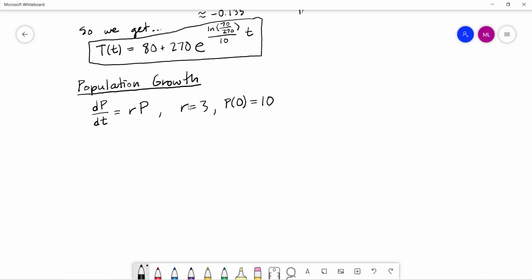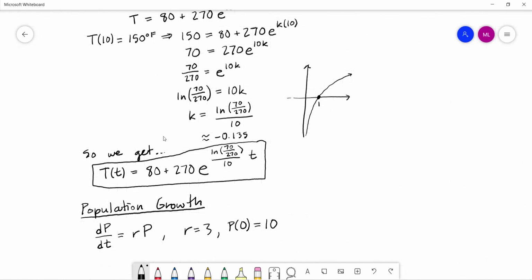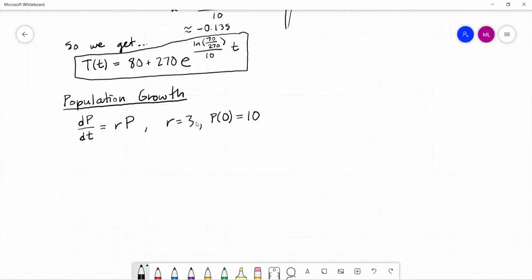If I didn't give you this value r equals 3, but instead told you what the population was at time 0, and then again told you what the population was at a later point in time, you would go through a technique very similar to what we did up here. So here I've given the value of r explicitly. I've just said, let's just use 3 for this value. And that means after we solve this differential equation, we'll only have one unknown constant, the constant of integration.